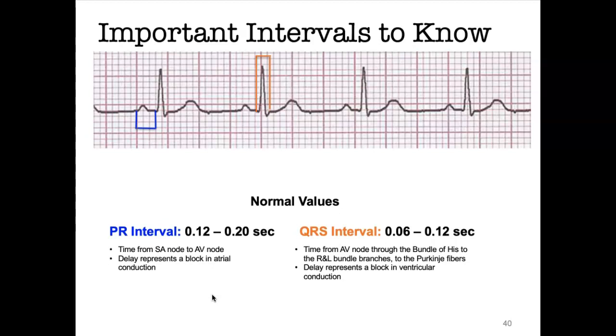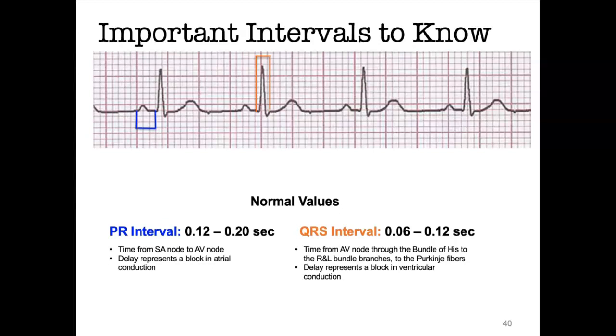The other interval that's important to know is the QRS interval. For the QRS interval, you count the number of little boxes between the beginning of the QRS and the end of the QRS. In the above example, there are 2 small boxes. So you would count 2 times 0.04 equals 0.08 seconds. This is within the normal QRS interval of 0.06 to 0.12 seconds. So you have to memorize the normal intervals.